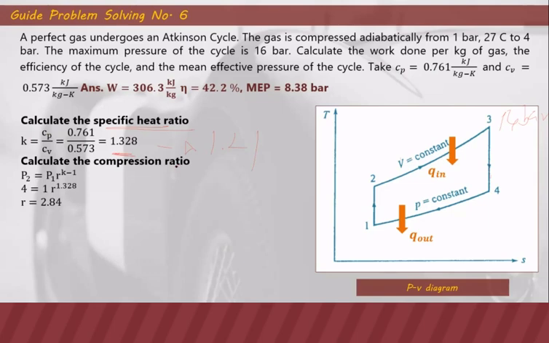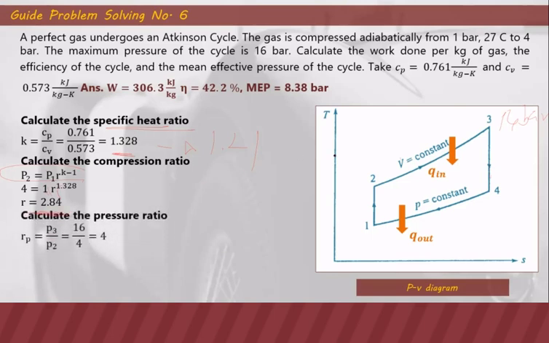For the compression ratio, we can use the given pressure. Since this is still isentropic, then we can use the isentropic relationship. P2 is given as 4 bar according to the problem, and then P1 is 1 bar. And then our K, we solved as 1.328. We can get the compression ratio. The compression ratio is 2.84. I think it's important to solve first for the ratios before you go on to the problem, so that you can easily solve the temperatures.